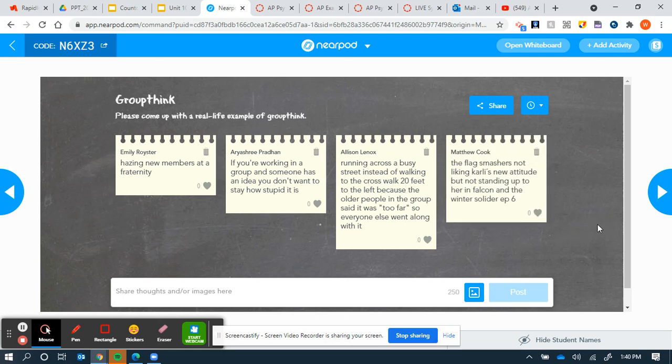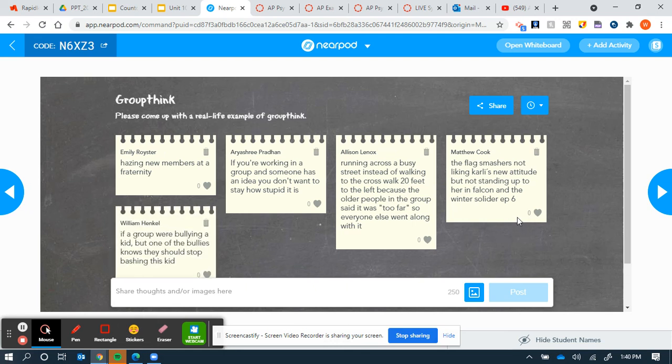Okay, the flag smashers not liking Carly's new attitude, but not standing up to her in Falcon in the Winter Soldier. So what? I don't understand. Maybe somebody else understands what all that means. I think Winter Soldier, is that a Marvel thing? Okay.